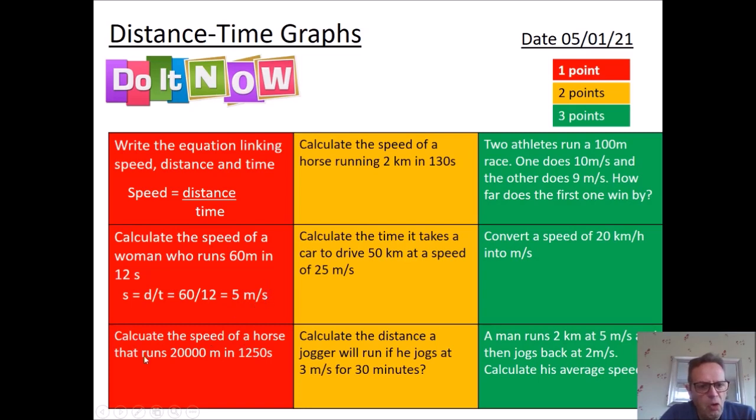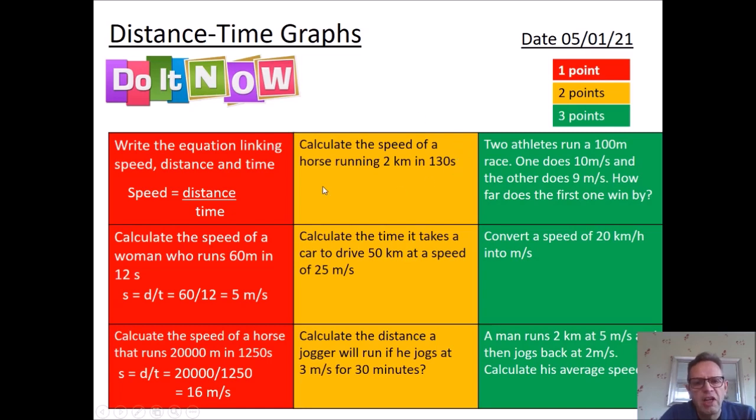The speed of a horse that runs 20,000 metres in 1,250 seconds. So the numbers look trickier, you'll probably need a calculator at this point, but you can just do the same equation. So its speed is distance, 20,000 metres, divided by the time, 1,250 seconds. Put that in your calculator, you'll get 16 metres per second.